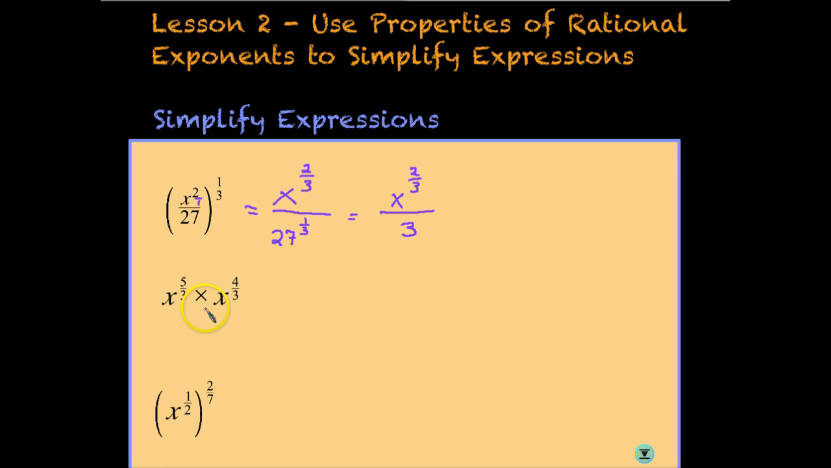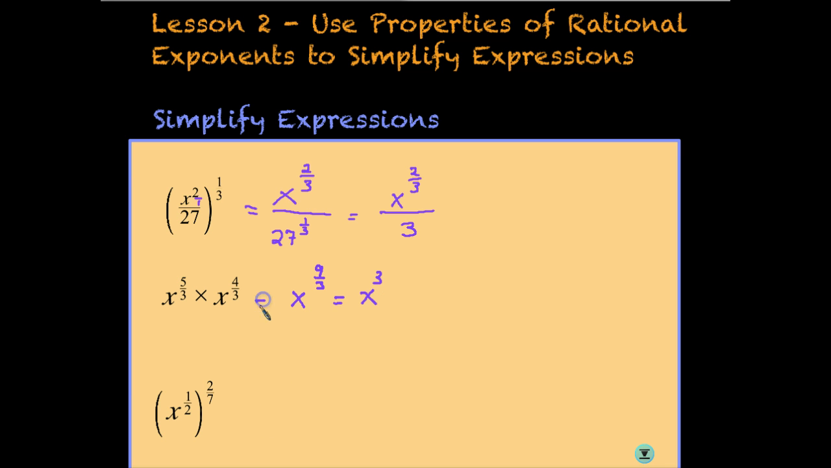All right, let's look at our second problem. Again, we have multiplication. When we multiply, we just add the exponents. Since we have common denominators, 5/3 plus 4/3 is just 9/3. But notice that we can reduce our fraction, so we would get x to the 3rd.